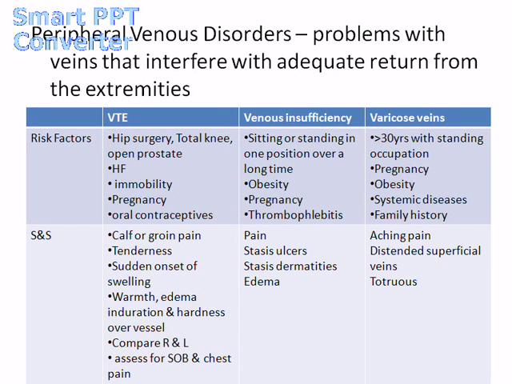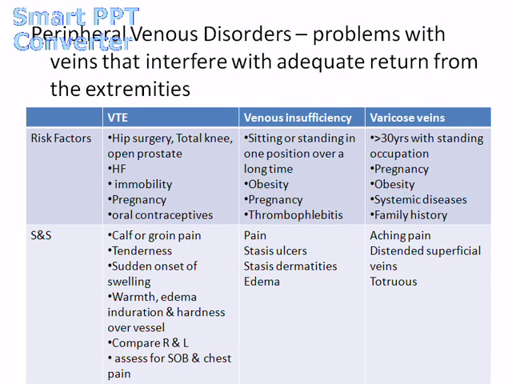Varicose veins are enlarged, twisted, superficial veins that may occur in any part of the body. However, they are most commonly observed in the lower extremities and in the esophagus. So what are the risk factors? Well, for VTE: hip surgery, knee surgery, and then this is interesting, an open prostatectomy, open prostate surgery, increases the risk for a VTE. Heart failure, immobility, pregnancy, and oral contraceptives.